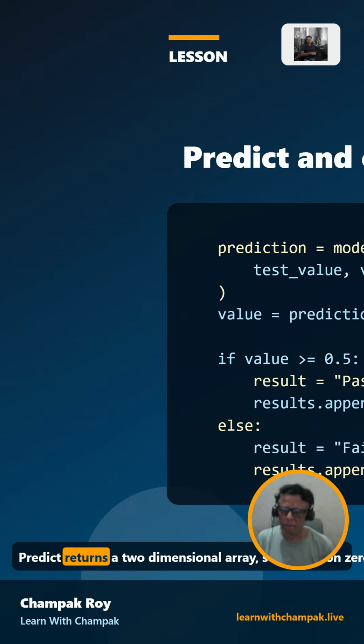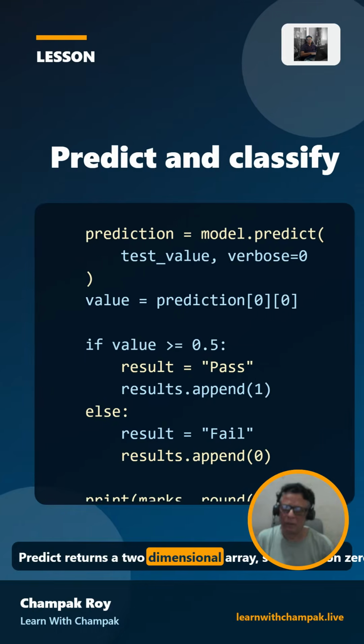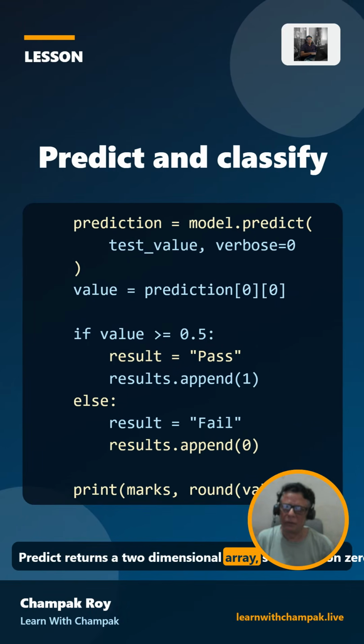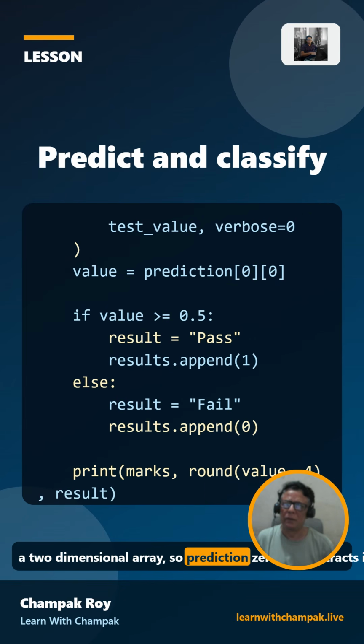Predict returns a two-dimensional array, so prediction[0][0] extracts its single value. The if statement converts the continuous value into a class using the 0.5 threshold.